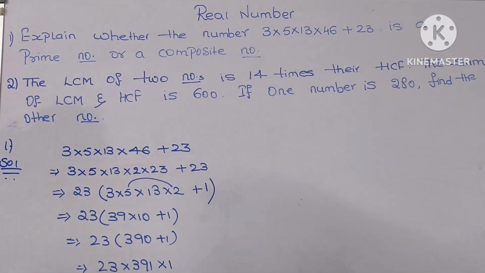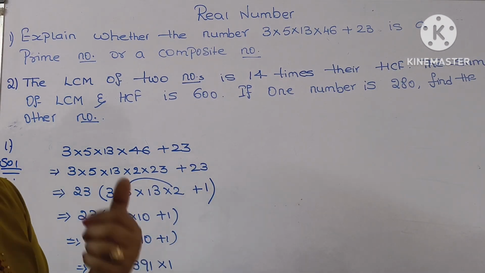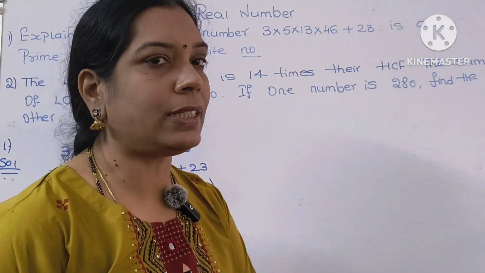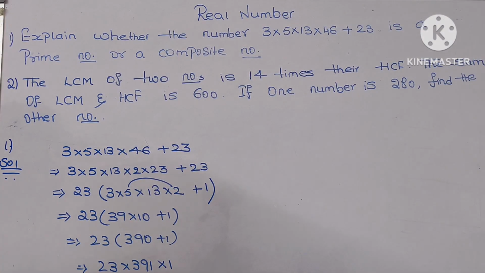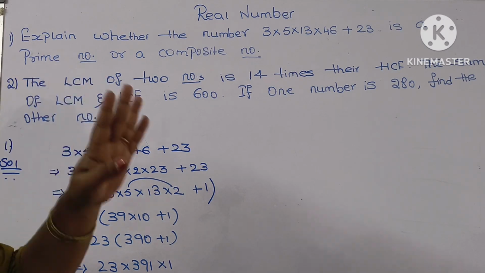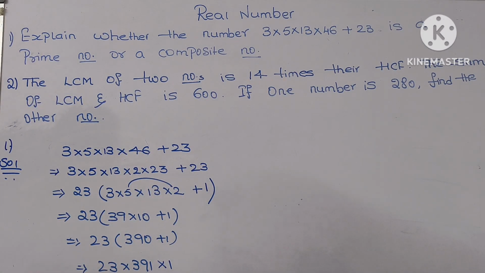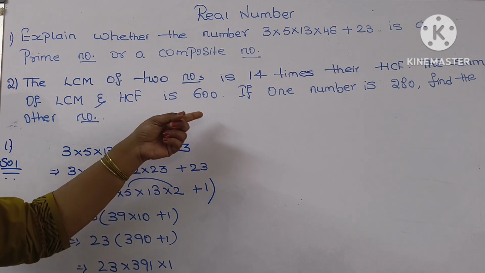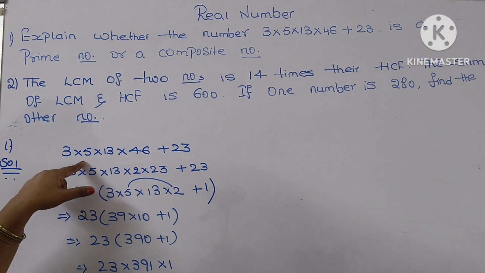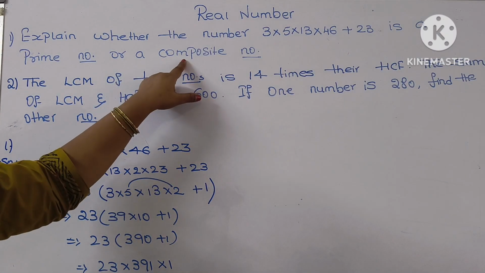For any number, 1 is a factor. So how many factors does the given number now have? It has 1, 23 and 391. Any number which has more than 1 and itself as factors is called a composite number. Right now we have 3 factors. When we multiply these, we get the original number, so altogether there would be 4 factors. Since the given number already has more than 2 factors, it is a composite number.